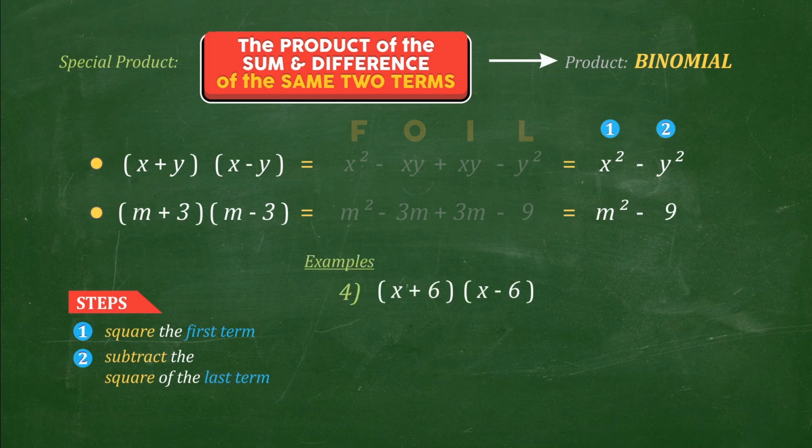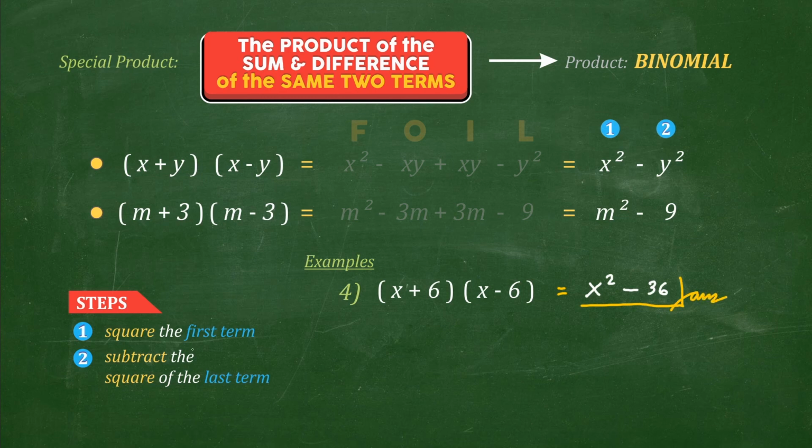Example number 4. Quantity x plus 6 times the quantity x minus 6. Notice this is a product of the sum and difference of the same two terms, so we can use our shortcut and expect a binomial answer here. Warning: these shortcuts can only be used for special cases. Okay, first step, square the first term. So we write x squared. Second step, subtract the square of the last term. This will then be a difference. Then 6 squared is 36. This is the answer. Well, that was quick.